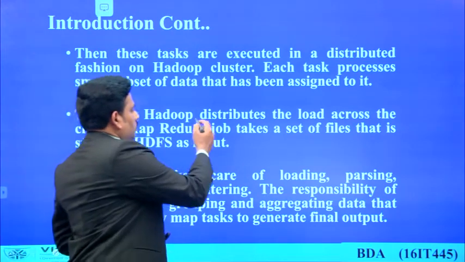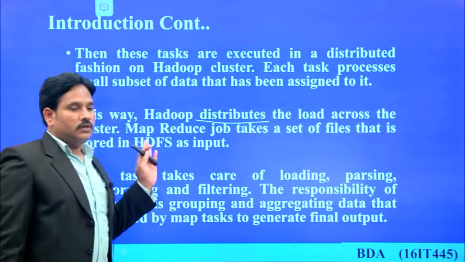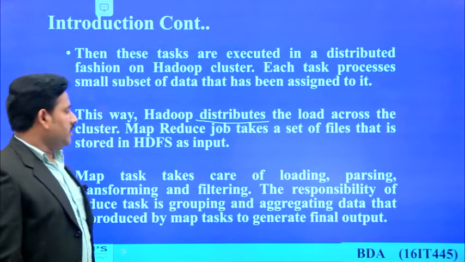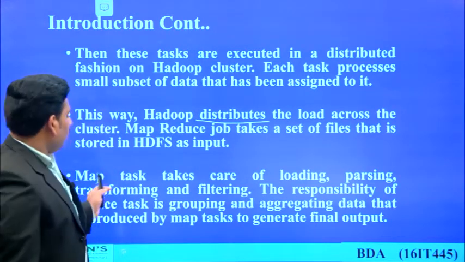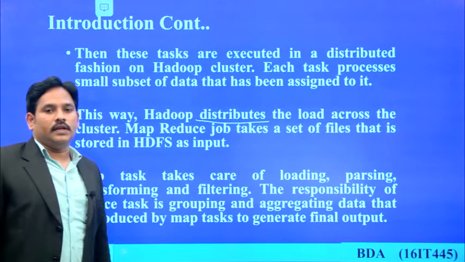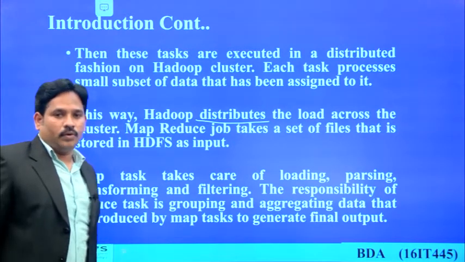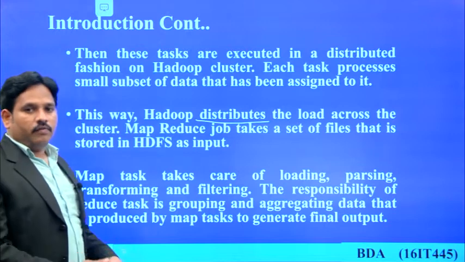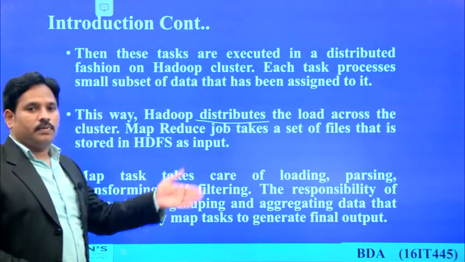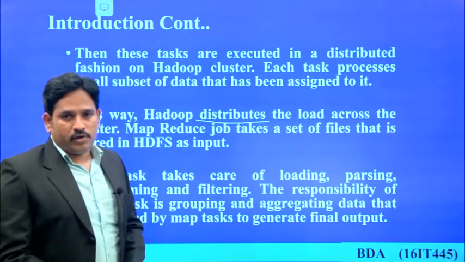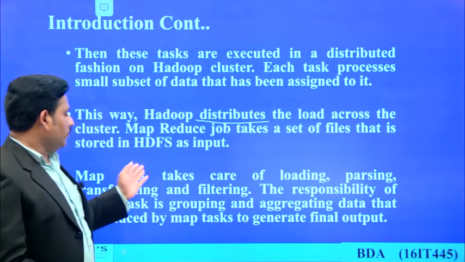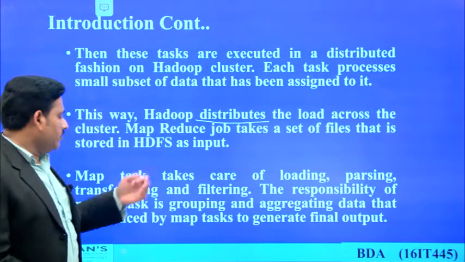So Hadoop distributes the load across the cluster, and the MapReduce job takes the set of files that is stored in HDFS as input, and map takes care of the loading, parsing, transforming and filtering activities on the data. That means basic data processing operations required for analytical activities are applied using the map task. The first part of MapReduce, the mapper module, will perform loading, parsing, transformation and filtering of the data.